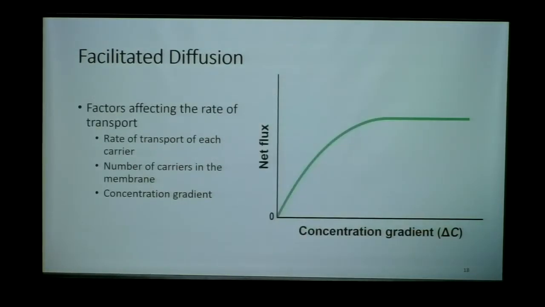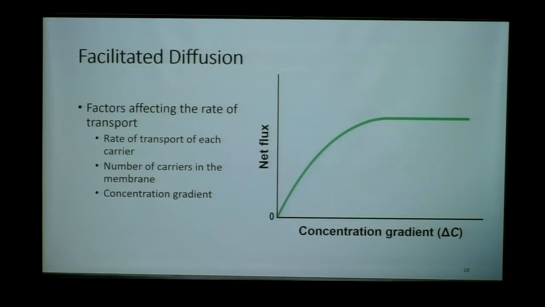Let's look at some of the factors that affect how fast this can go. The first one is going to be the rate of each carrier, which only makes sense, right? Each specific carrier, there are tons of different transporters in the body, and they all have an innate ability or innate number of molecules that they can transport per second. We're going to see for glucose, it's about 10,000 glucose molecules per second. Okay, and so that will affect how fast glucose can be transported.